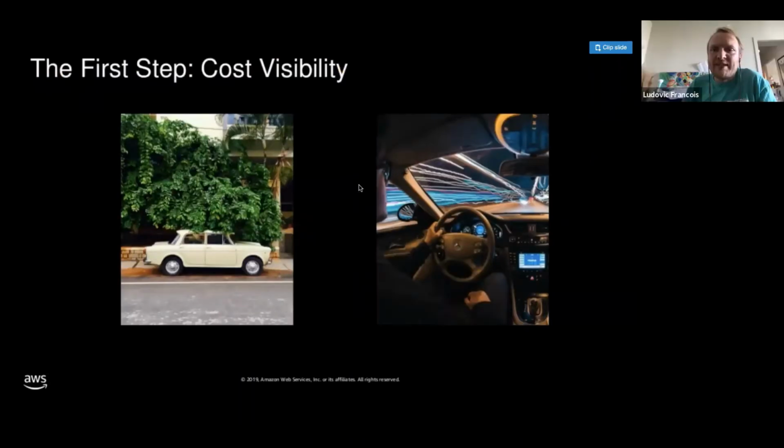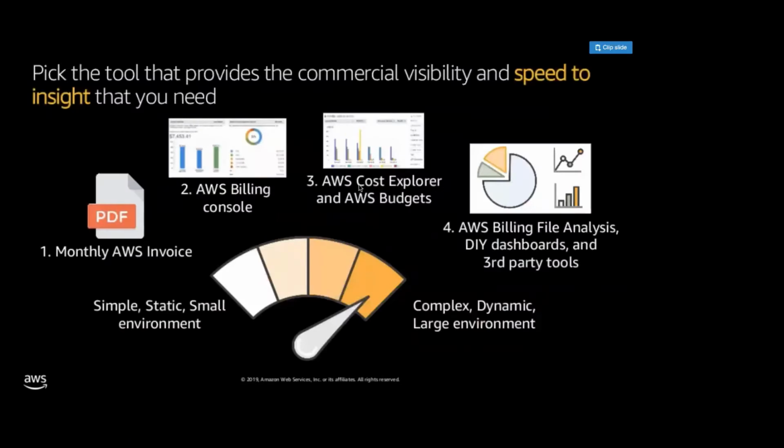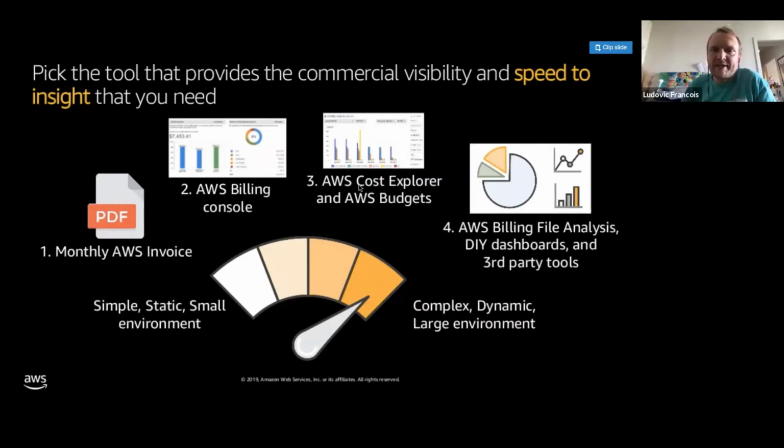So on cost visibility, you get a monthly invoice from AWS, which is very hard for most people to understand because it's one number. A lot of people say it's not in the best interest of AWS to explain what you pay, and that it's a one-line item. But I don't agree.